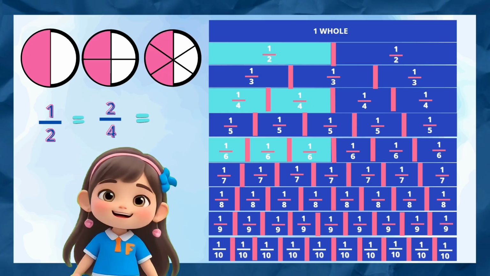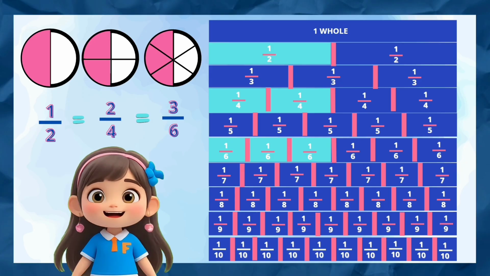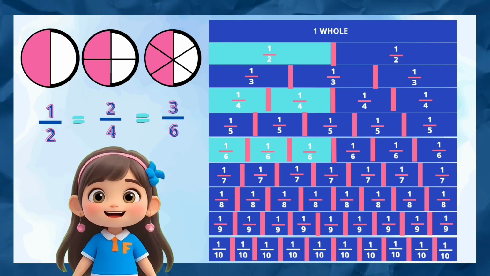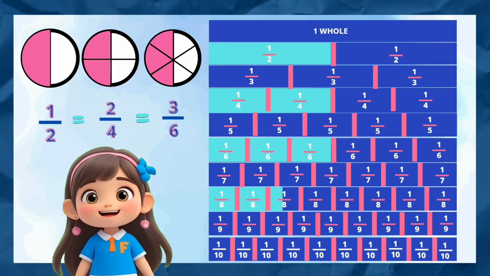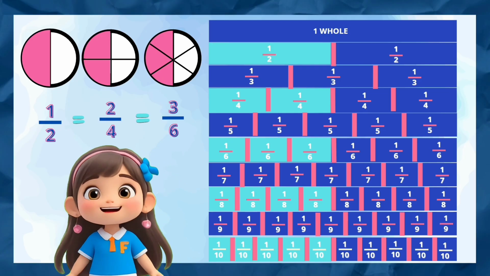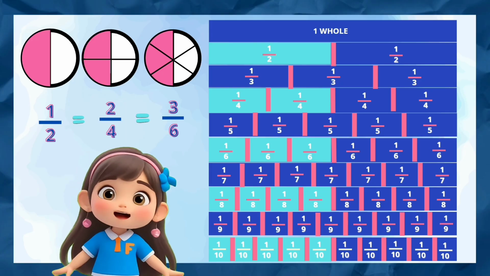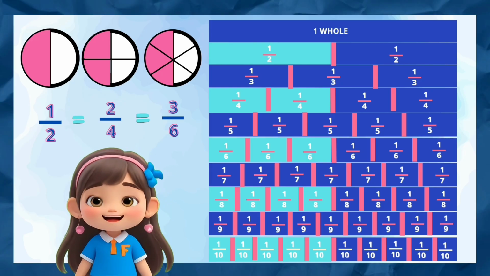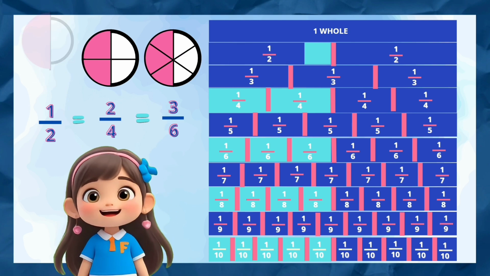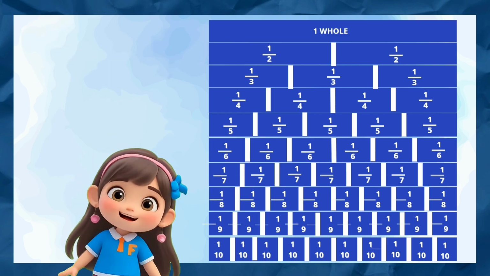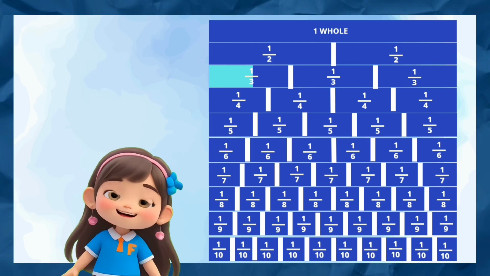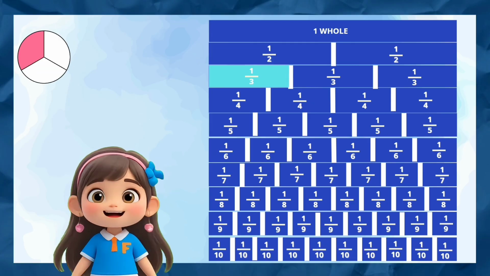There are another 2 equivalent fractions to these ones on the fraction wall. Can you see what they are? The other 2 equivalent fractions are 4/8 and 5/10. All of these fractions are equivalent fractions as they all show the same value. The fraction wall helps you identify all the equivalent fractions.